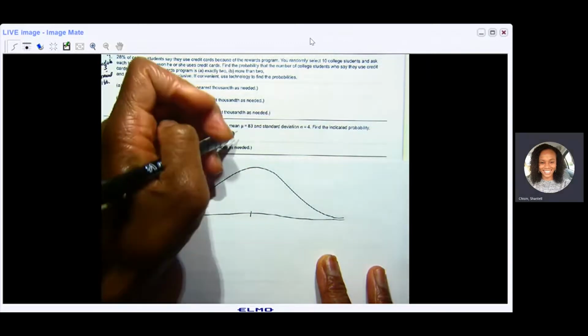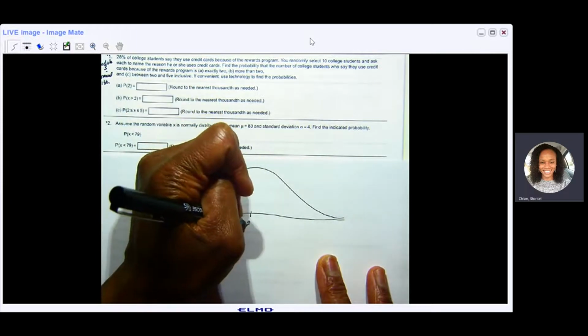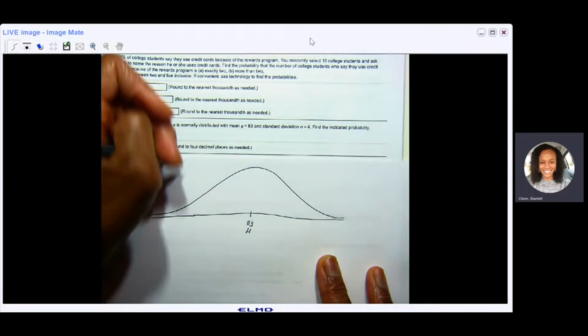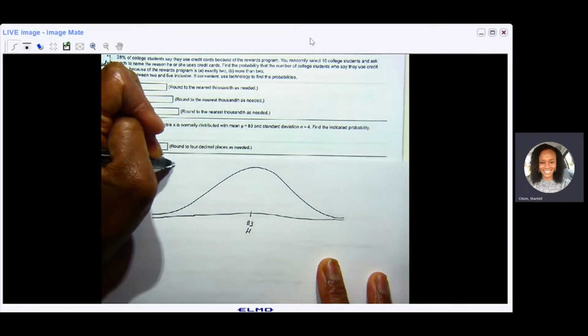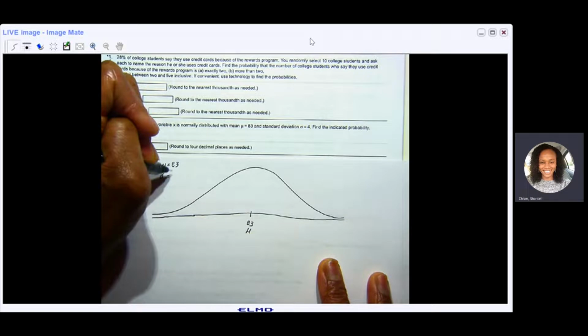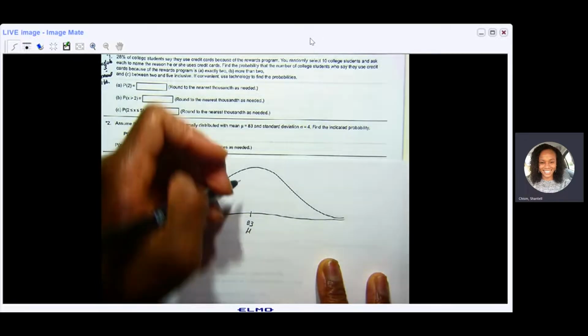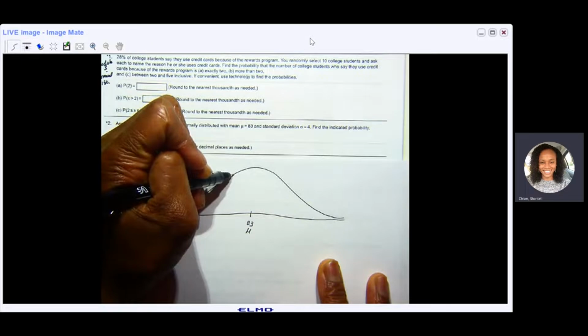Putting my mean at the middle, 83. And then I'm gonna put that right here, 83. My sigma, my deviation, is 4. And then I have a probability statement, x is less than 79. Well, 79 is less than 83, so I'm gonna put it to the left somewhere.